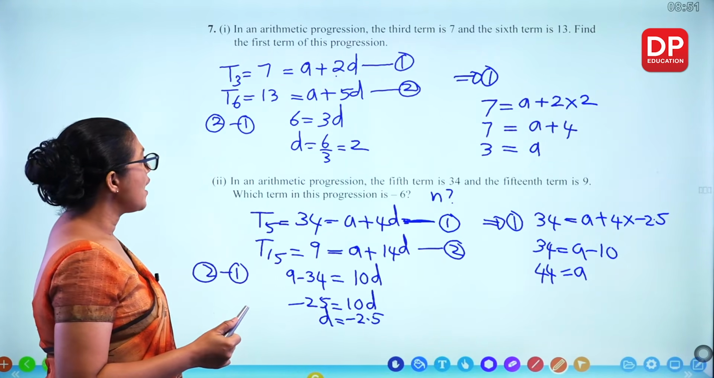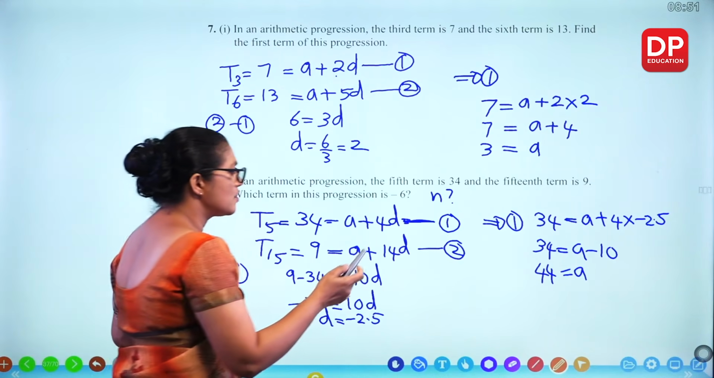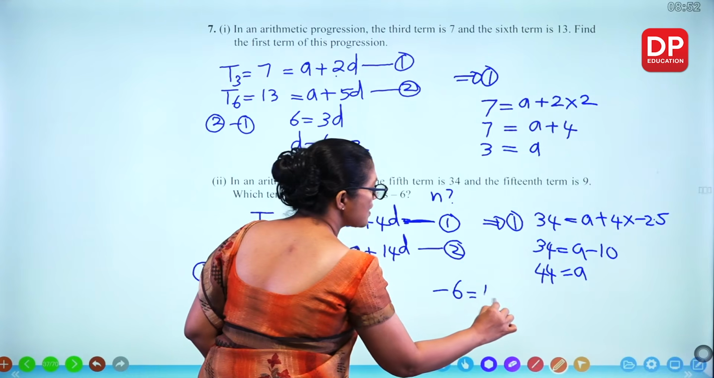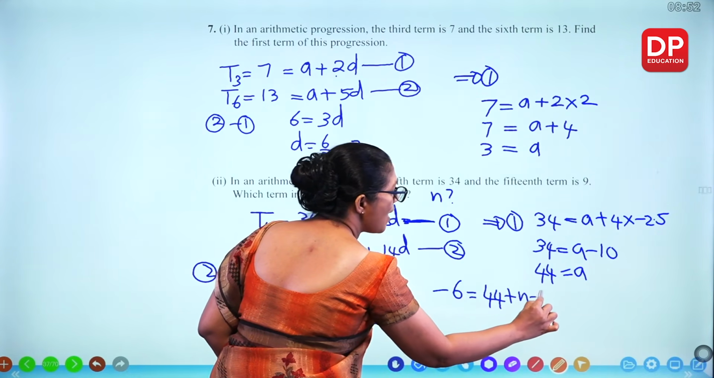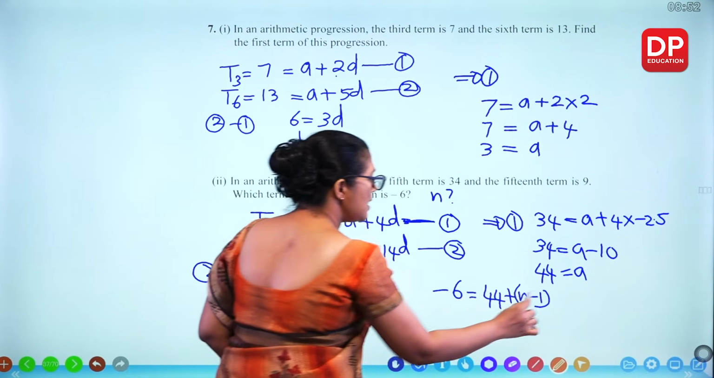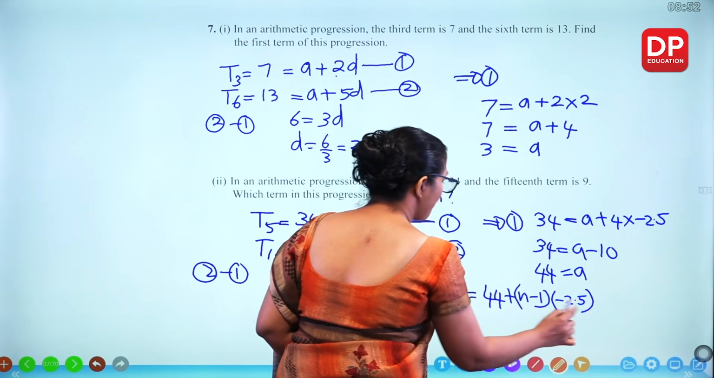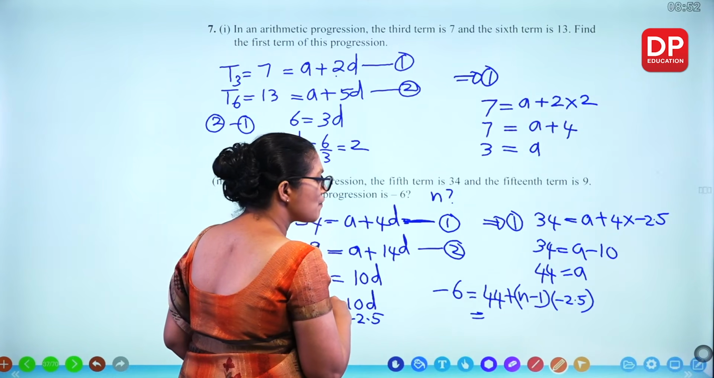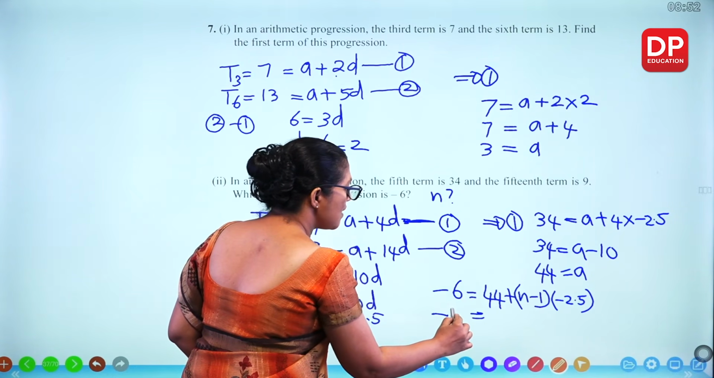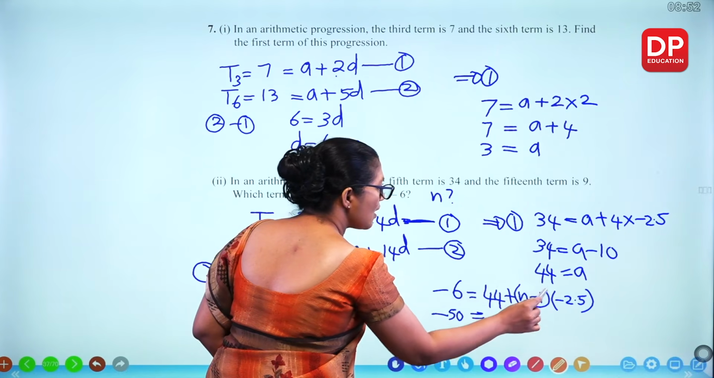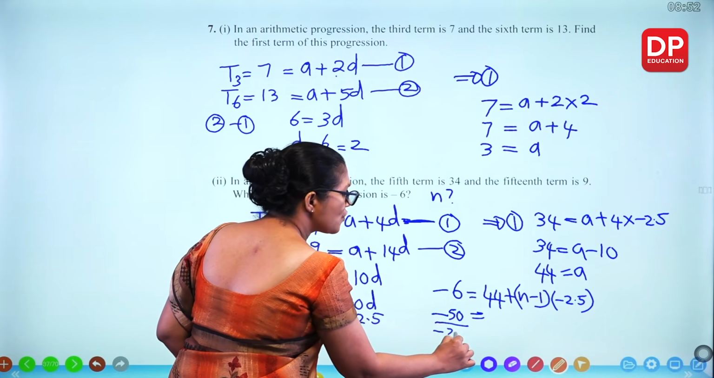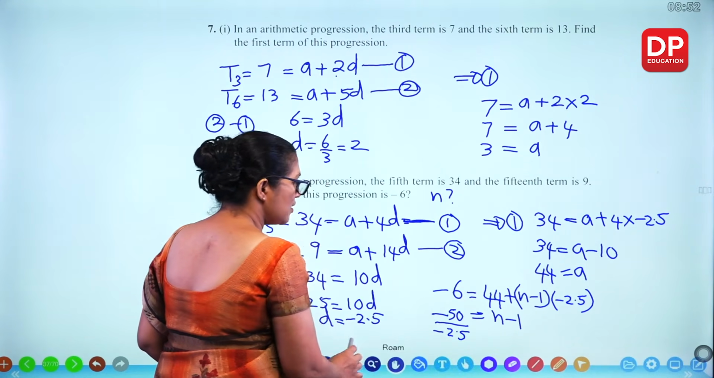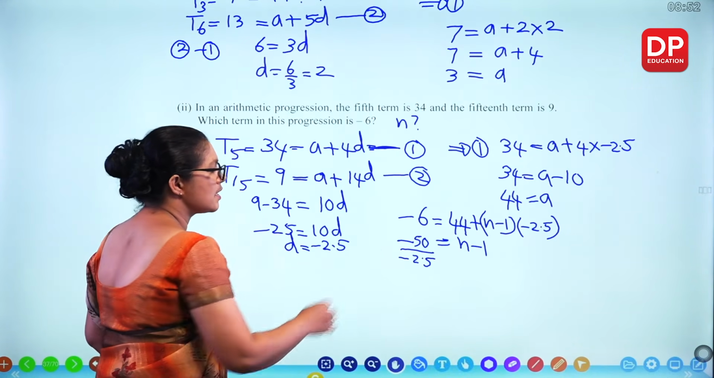Now you are asked to find which term is minus 6. So we'll plug it into the nth term formula. Minus 6 equals first term plus n minus 1 times d. d equals minus 2.5. Take 44 to the other side. Minus 6 minus 44, you get minus 50. And then when you divide by minus 2.5, what do you get? You get n minus 1.